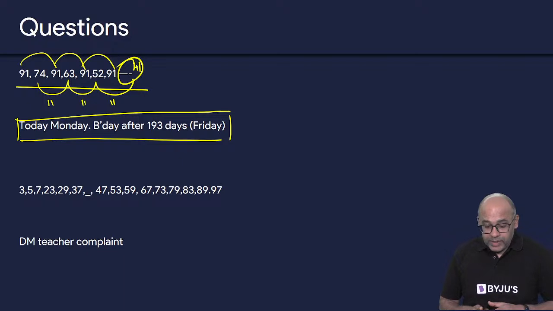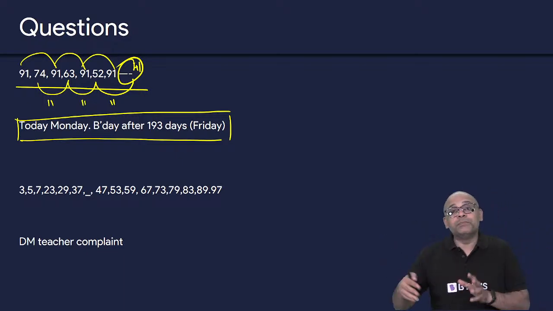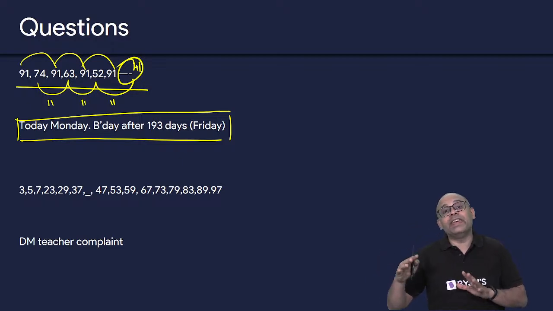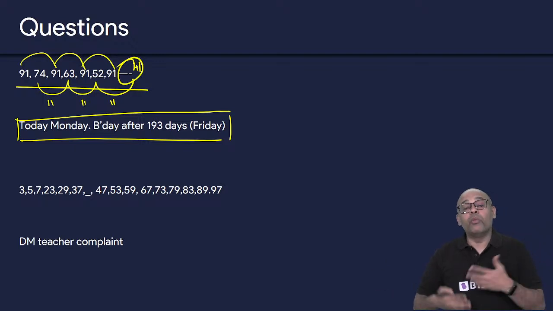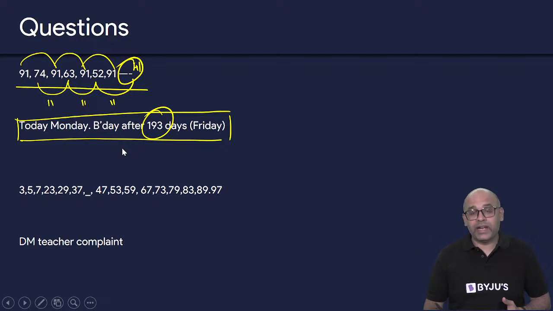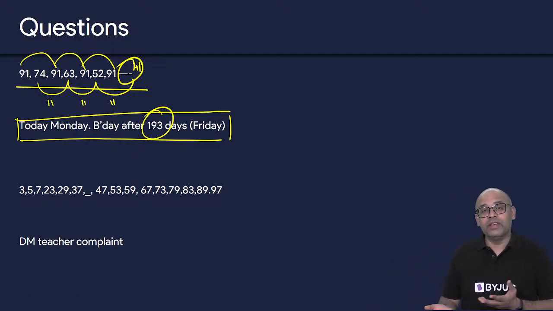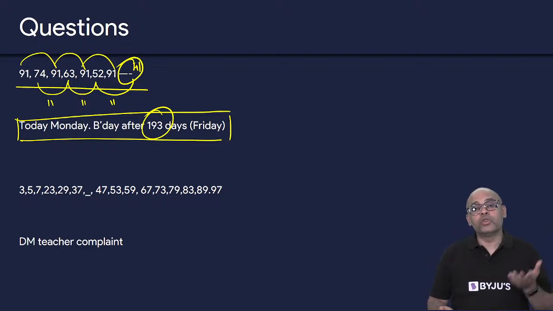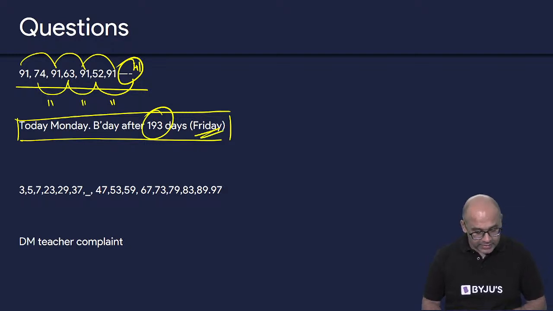Now we have the second question, which came from your calendar. The question was about, today is a Monday. Somebody's birthday is 193 days after today. What day will the birthday be? So effectively you're going to divide this 193 by 7 and see the remainder. So 193 by 7 gives you, I think, a remainder of 4. So Monday plus 4 days will be a Friday, and that is your answer.